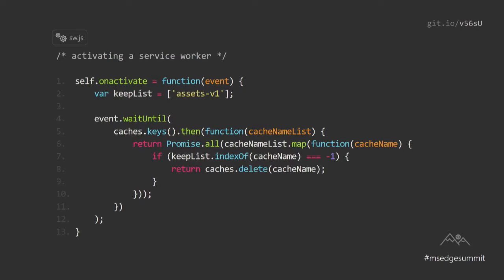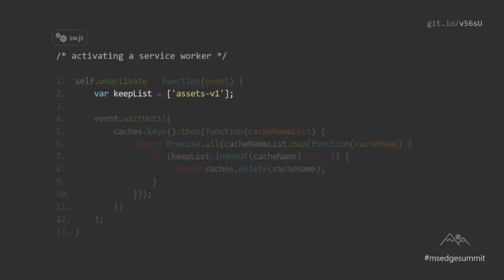So what we're going to do here is we're going to do self.activate, and we're going to have a list of things that we'd like to keep. So we just set up assets-v1. We're going to keep those things, and we're going to delete everything else that we don't need. This is a little bit of a naive way to do it, but you can be a lot more reasonable about what things you want to keep and which things you want to delete.